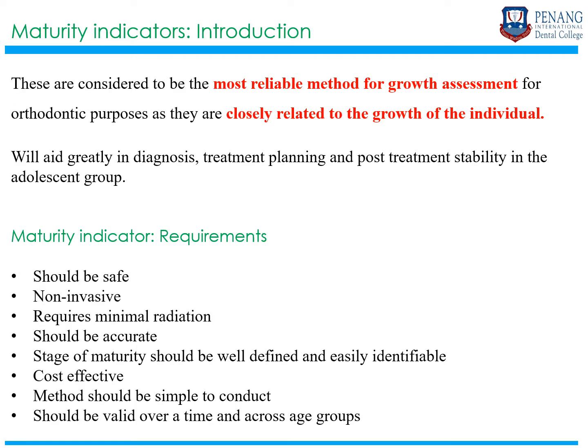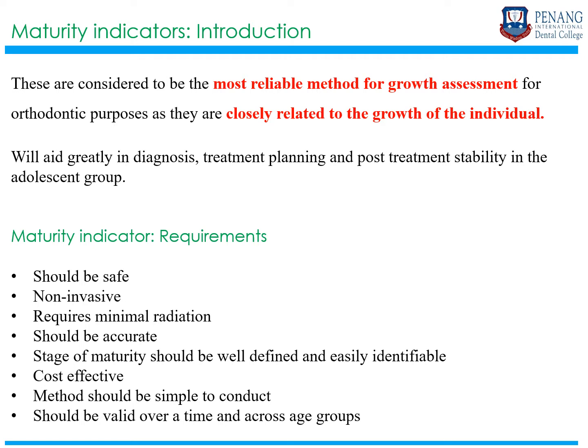So a brief introduction into what maturity indicators are and why they are important in orthodontics. These are considered to be the most reliable method for growth assessment. And also when it comes to orthodontic purposes, they are closely related to the growth of the individual, and hence they will be of value when it comes to diagnosis, treatment planning, and also to know the post-treatment stability, especially in the adolescent group or the growing group.